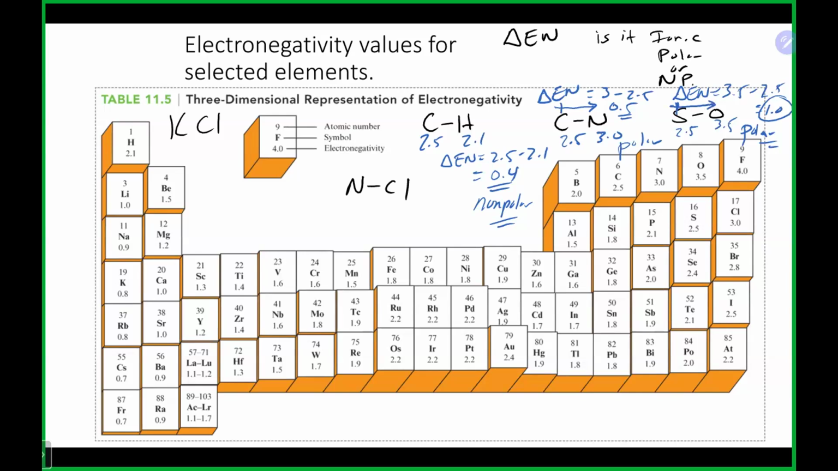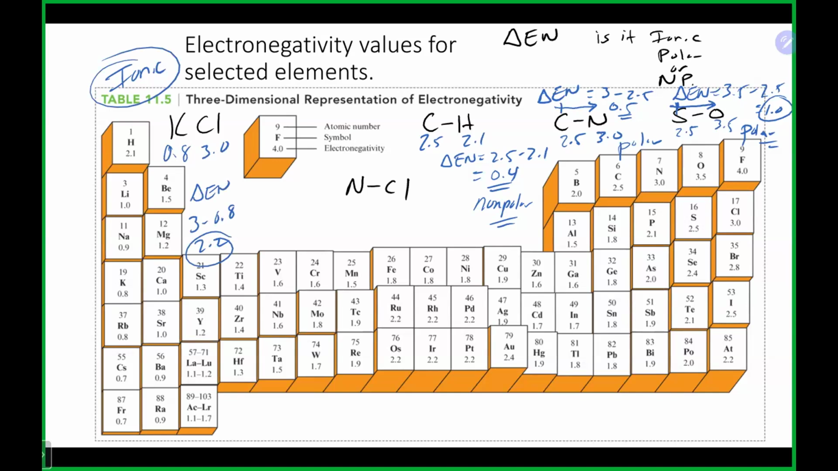We take our potassium and chlorine. That is definitely going to be ionic. I don't even really need the numbers because that's a metal and a non-metal. But in this case, it works out okay. Potassium is 0.8 and chlorine is 3. So our difference in electronegativity, 3 minus 0.8, is 2.2. That is definitely above 2. And again, I don't really need the numbers because it's a metal and a non-metal in this situation. Any questions on that one there?